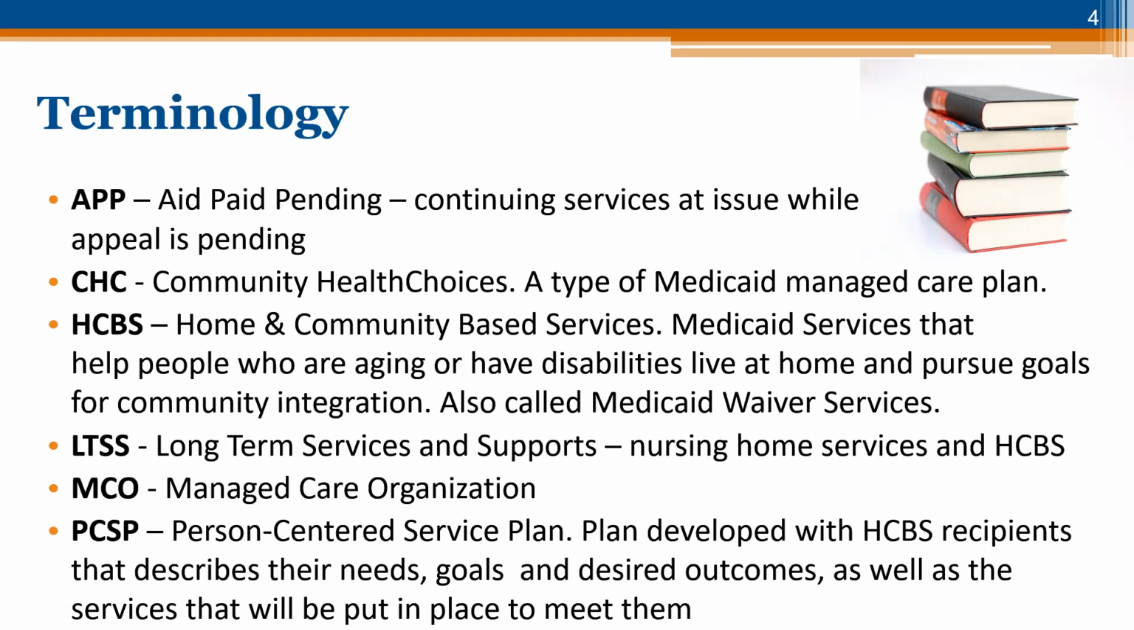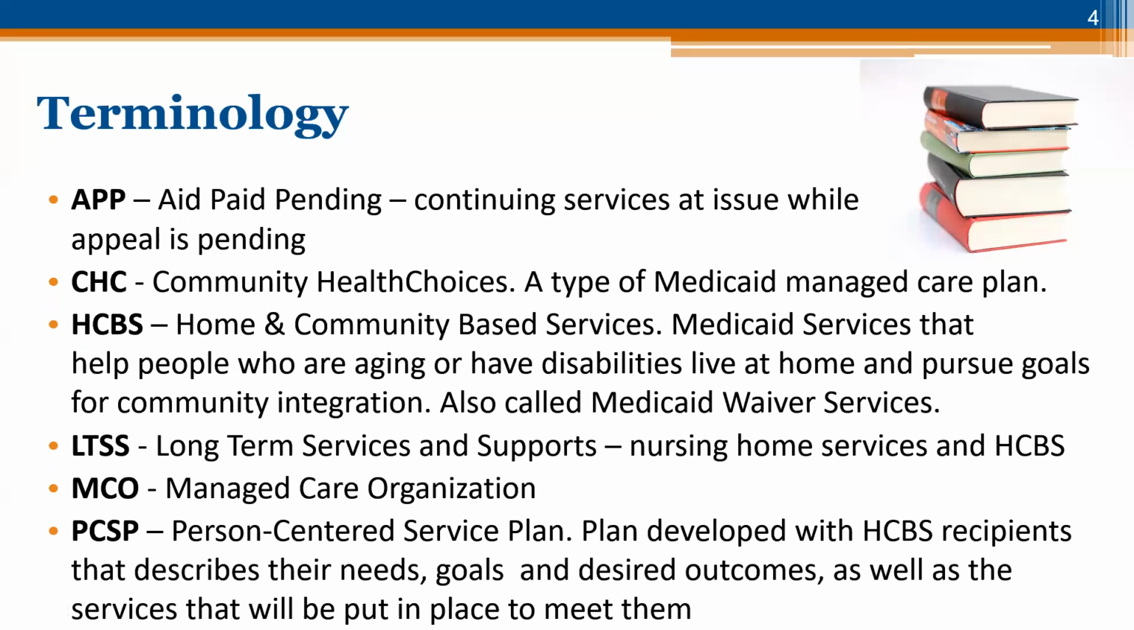But it also makes it easier to put information on a slide when I can use an acronym. So I'm going to talk about aid paid pending. This is a concept that exists for appeals. It exists in eligibility appeals and service appeals. And it means that someone can continue a service that is at issue in an appeal while it's pending. So if somebody has a cut to their 50 hours of home care and they appeal in time, they can continue getting that service while appealing.